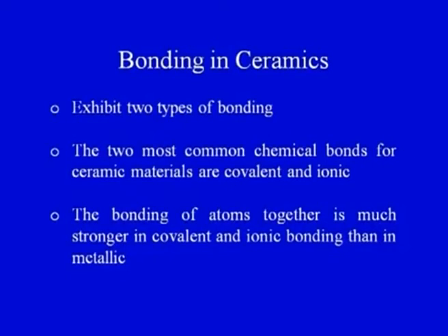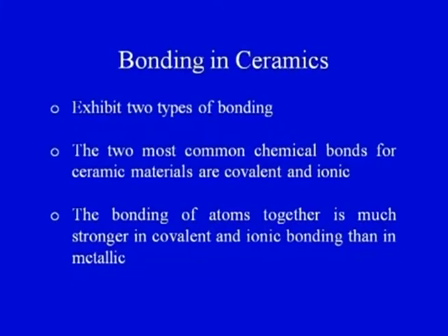Now bonding in ceramics, that is one of the important points that we want to highlight today. Two types of bonding usually exist, that is the ionic and the covalent bonding. The two most common chemical bonds for ceramic materials are covalent and ionic bonds. The bonding of atoms together is much stronger in covalent and ionic bonding than in the metallic bonding. So the third point is really important.